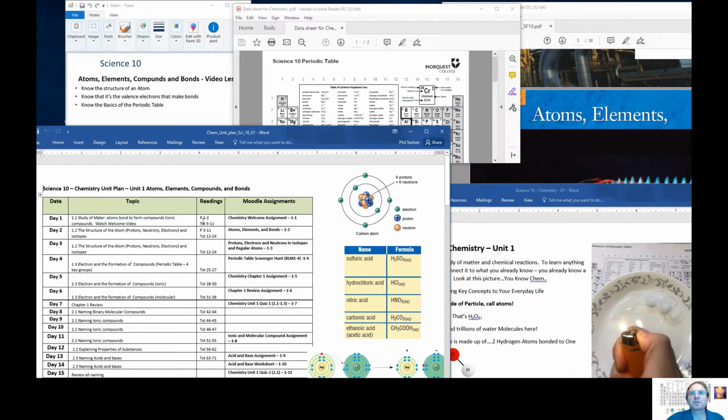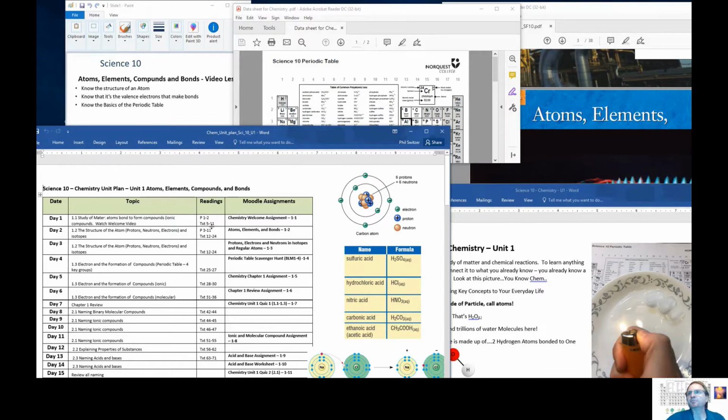Here's our unit plan, so that you've watched the welcome video and done the welcome assignment. We're still working on day one, this video that we've got here, and once you complete that and one more little video and some reading, you'll be able to do the next assignment, atoms, elements, and bonds, and then also the protons, electrons, and neutrons and isotope assignment.